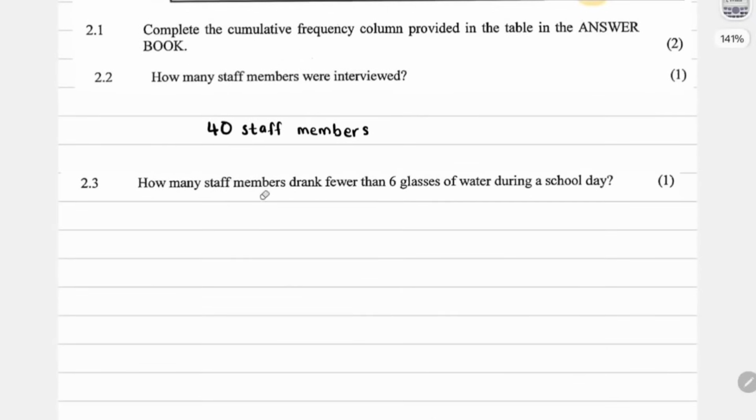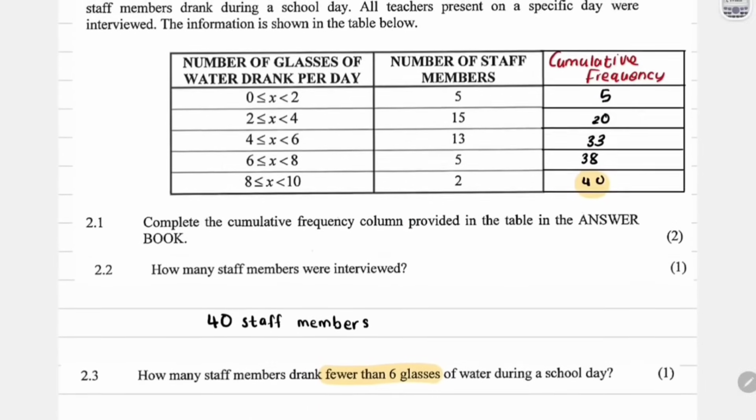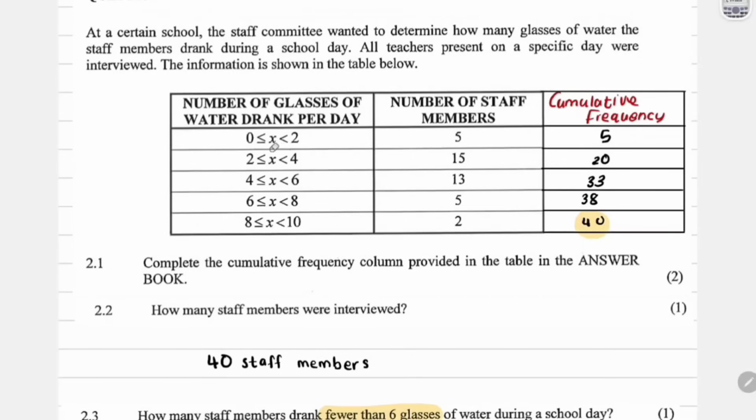The next question, 2.3, says, how many staff members drank fewer than 6 glasses of water during the school day? So to find them, we can actually look at them like this. So when you look within the first class, these teachers here drank glasses of water that were between 1 to 2, okay? Not really 2 exactly, but less than 2. So these, right, there were 5 people in this category. We need to find out the teachers who drank fewer than 6 glasses. So fewer than 6. So if this is fewer than 2, then this would be fewer than 6, okay, or less than 6 glasses. So how many teachers drank water between here? If you're looking at the class, right, the teachers who drank water within this class is 13. Yeah, that's like 4 to 6. So that is 4 to 6 glasses, right, is exactly 13.